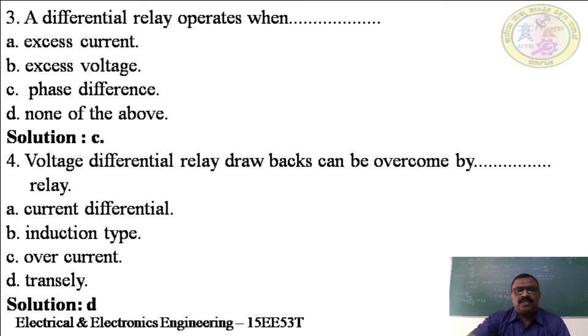So the voltage differential relay has got a few disadvantages. One, in order to go for accurate adjustment, we need to have a multi-tap transformer. And second is the existence of capacitance in the pilot cables. So this can be overcome by using a translay relay. Therefore the solution for this is D. The voltage differential relay drawbacks can be overcome by using a translay relay.